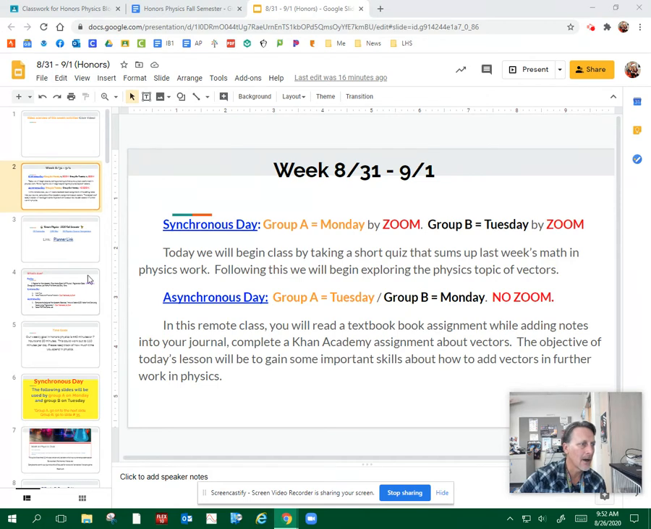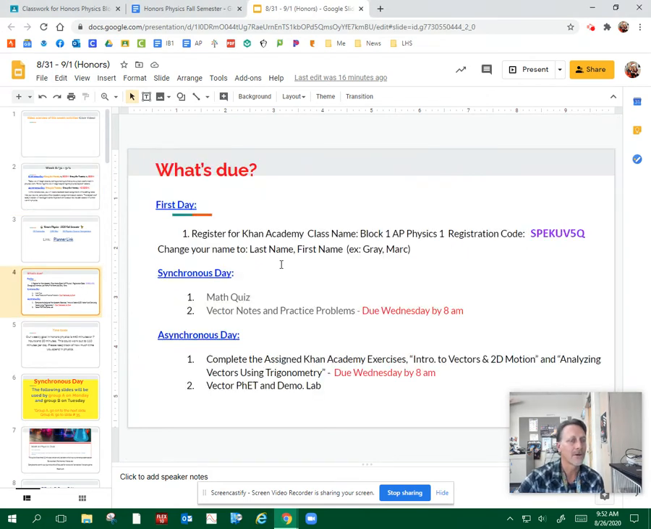And as far as our homework today goes, for the first day, I want you guys to all register for Khan Academy. That's going to be for synchronous and asynchronous. What you'll want to do is just go into Khan Academy. If you've used it before, then you should know how to use the general functions of it, but then just register for the class. I've got the class code right up there. And make sure you change your name from your screen name to your last name, comma, first name.